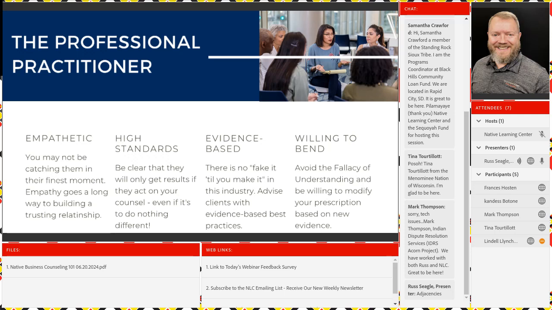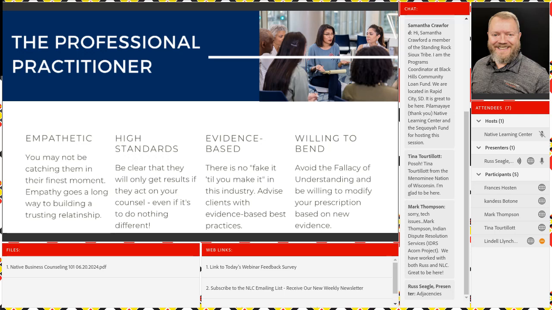If you are going to do this, you need to have certain qualities. You need to be empathetic. In a lot of occasions, you're not going to be catching people at their finest moment. And empathy builds trust. You need to have high standards. You need to be clear that, just like any good coach, if you want to perform at a higher level, you need to accept this counsel. You need to accept this coaching. You need to do what I'm telling you because this works.